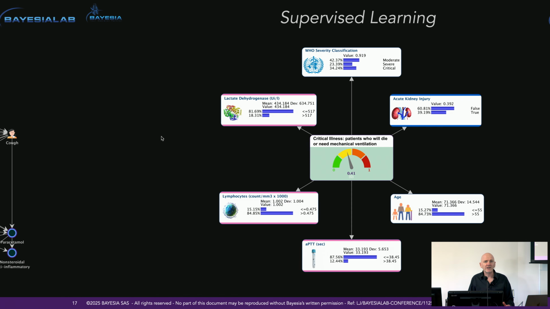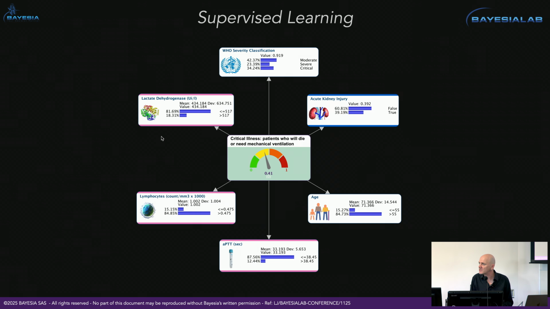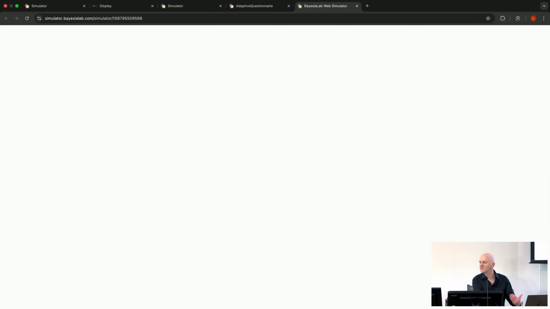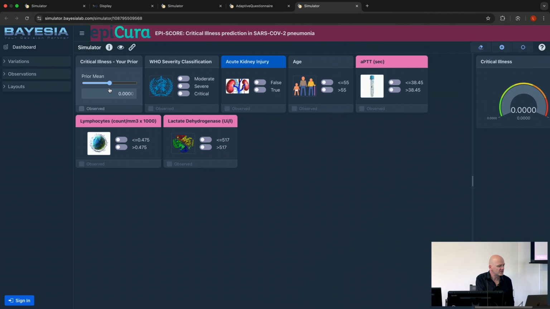Then we can do supervised learning. So this is when we have a target node. So this is again a medical example that I've done with a Belgium team. And here, this is by using data dedicated to identifying the critical illness. And then, same thing, you can share this model and say, what is the prior mean? Well, the severity classification, acute kidney injury, and so on and so forth, and compute here the critical illness, right?